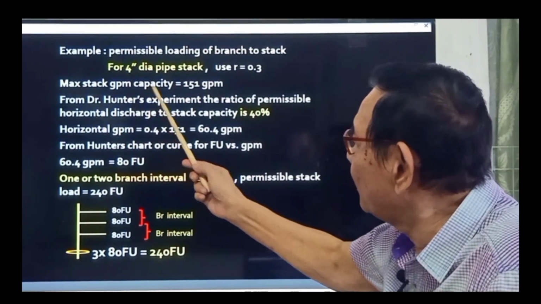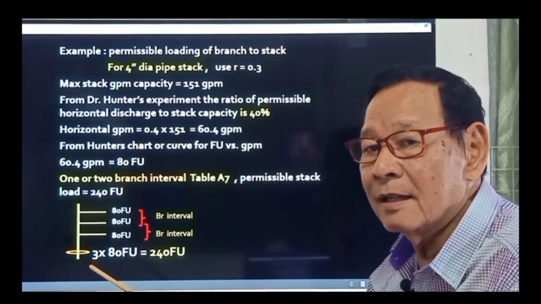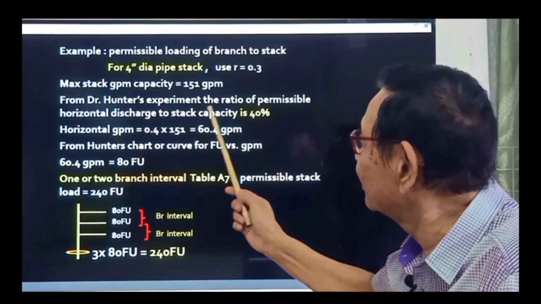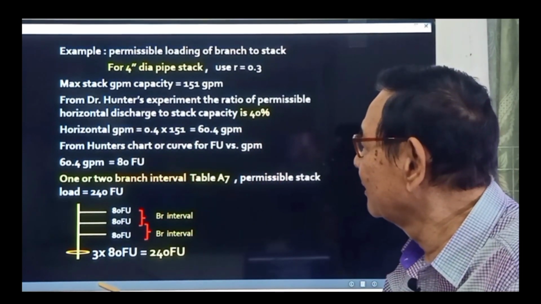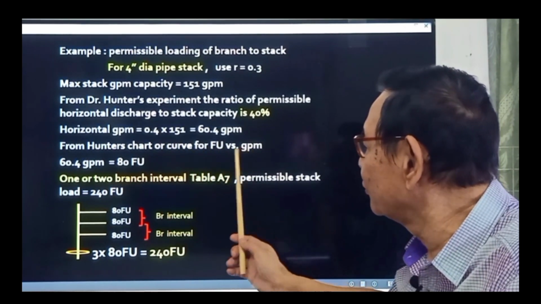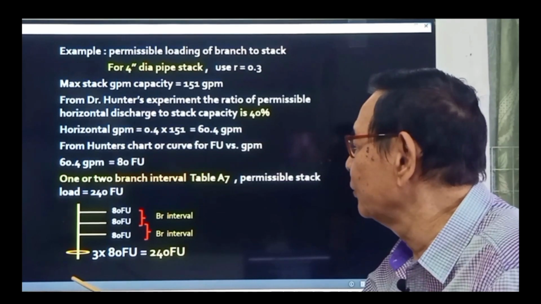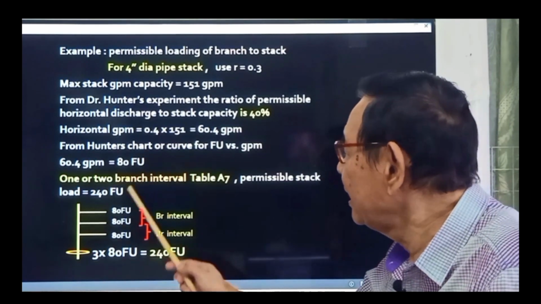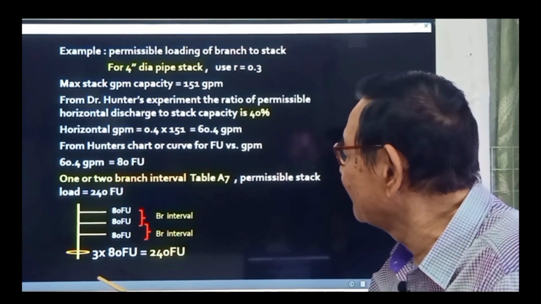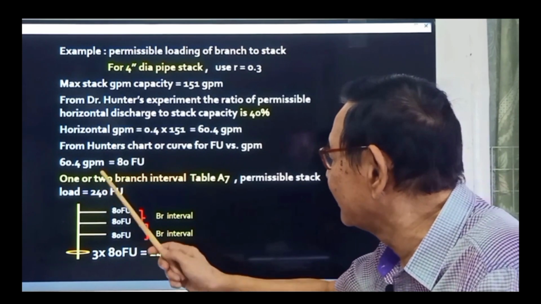Maximum stock GPM capacity is 151. From Dr. Roy Hunter's experiment, the ratio of permissible horizontal discharge to stock is 40%. From Hunter's chart for GPM versus fixture units, 60.4 is equal to 80 fixture units. 80 fixture units, that is 1 or 2 branch interval. At table A7, permissible stock load is 240.